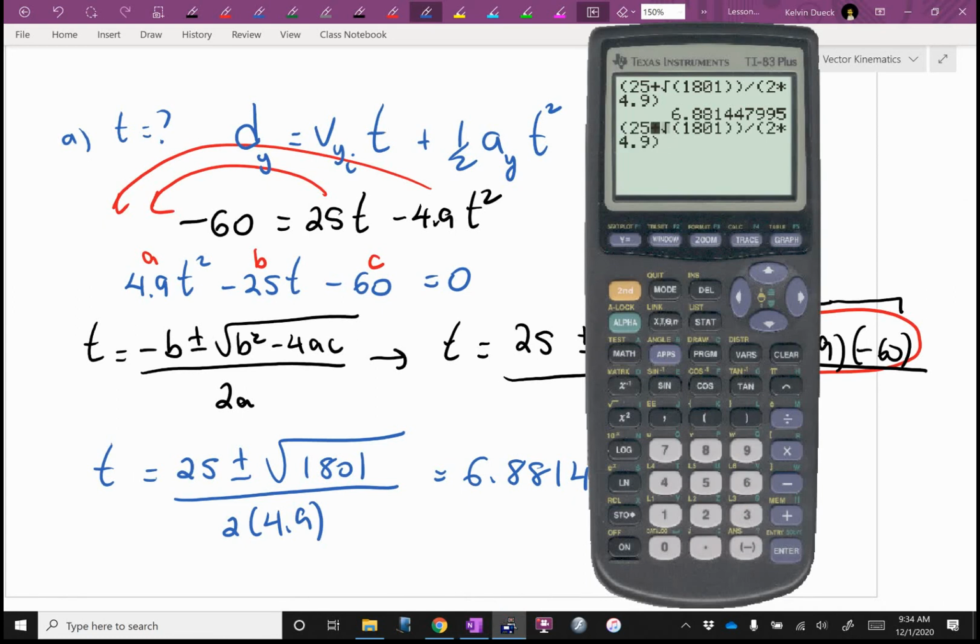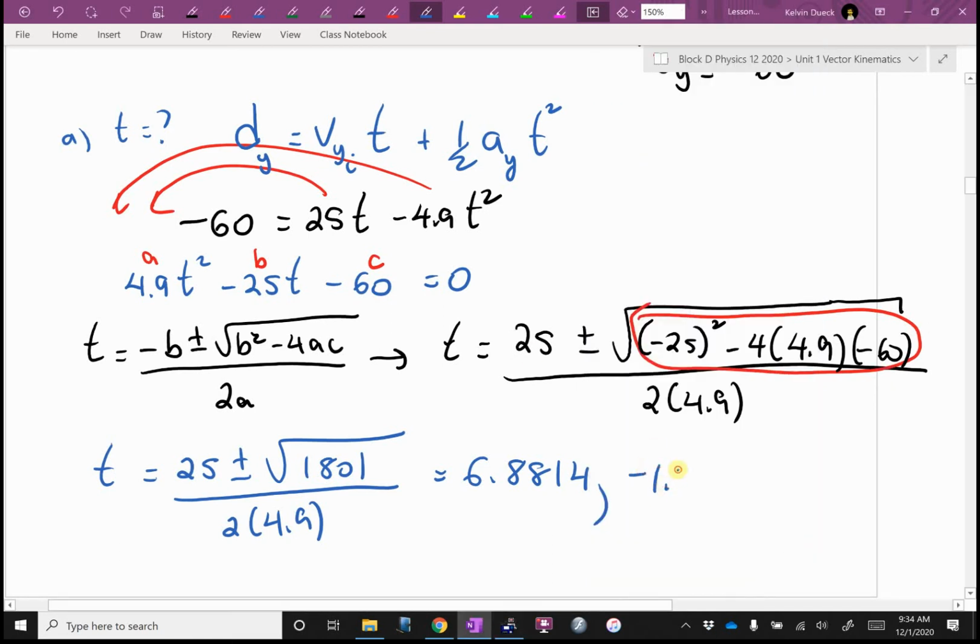Backspace, change the plus sign to a minus sign. Is the other one negative 1.7794? Which one of these will I chuck? Because time can't be negative. In math, these would be your roots or your solutions or your zeros or whatever your teacher called them. In physics, because we're looking at specific applications, we would say, no, that's just along for the ride.